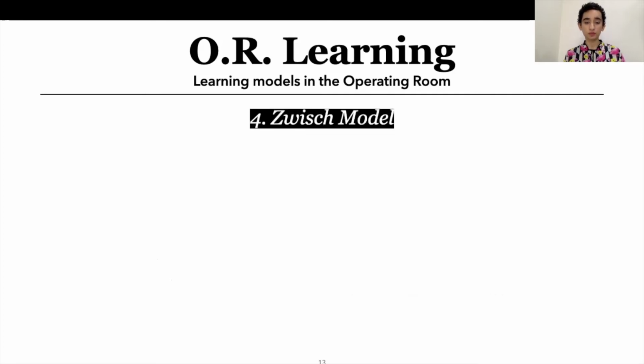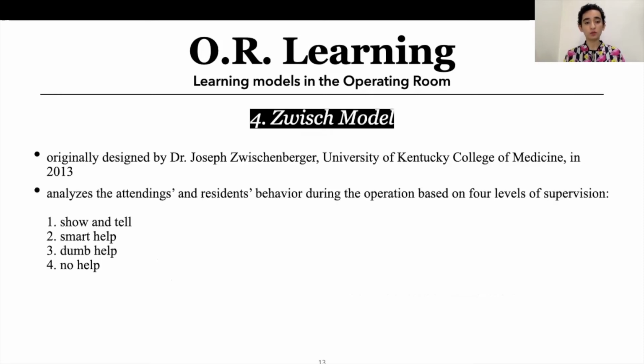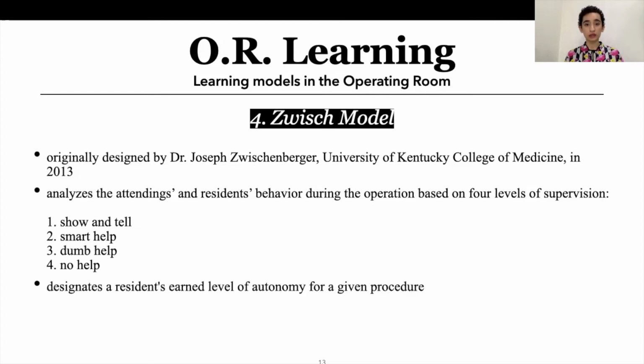In the Swish model, which was designed in 2013, it analyzes the attendings' and residents' behavior during the operation, and it assigns them into 4 categories, which are show and tell. So whether the surgeon needs to be shown and told what to do, whether the surgeon needs smart help, or whether the surgeon needs dumb help, or whether the surgeon needs no help at all. And after analyzing them based on these 4 categories, it designates them a level of autonomy for any given procedure.